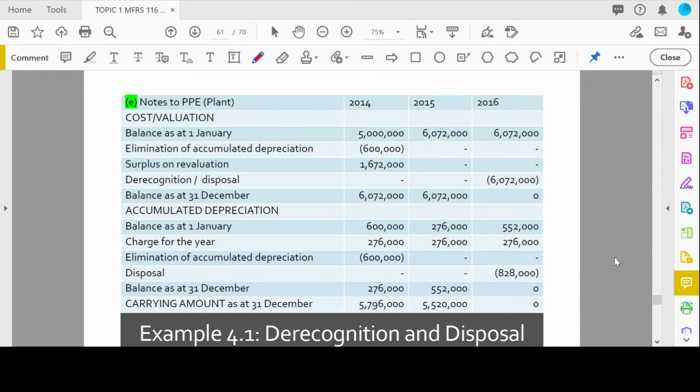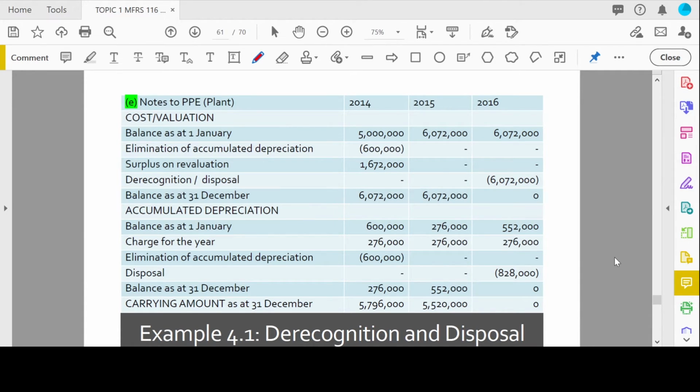So in order for the stakeholders of the financial statements to get an idea where this amount comes from, we prepare notes to PPE. You may expect a very long list of items reported in notes to PPE. It could take pages of financial statements.